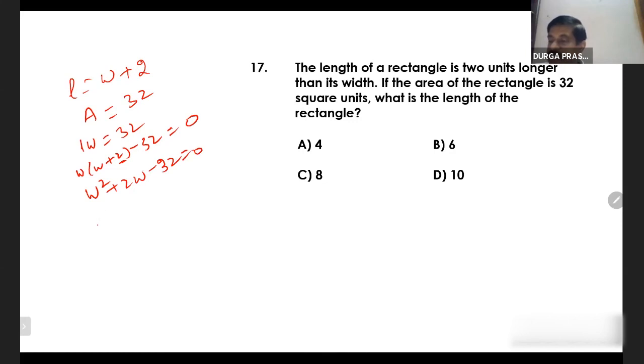So let us take minus b plus or minus root of b square minus 4ac by 2a. 4 2s are 8, 4 3s 12. So this is minus 2 plus or minus root 132. So we are not getting a real number.